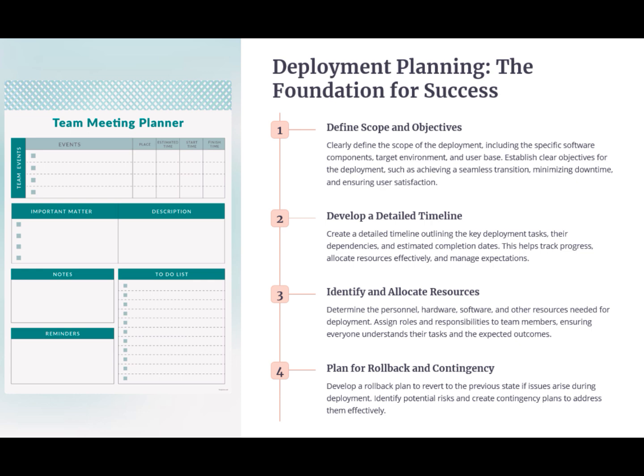2. Develop a detailed timeline. Create a detailed timeline outlining the key deployment tasks, their dependencies, and the estimated completion dates. These help track progress, allocate resources effectively, and manage expectations.